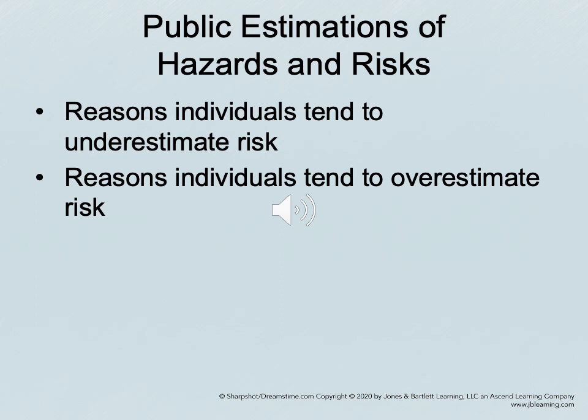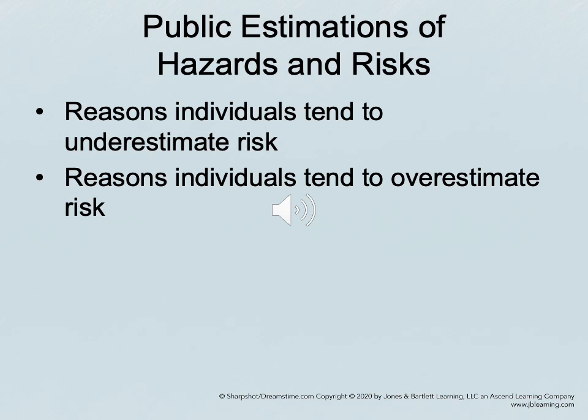Next, trusted. The more confidence we have in those who are responsible for protecting us, the less worried we are about its effect on us. Controlled. The more we think that the response to the risk is under control, the less we feel at risk. And so those are the reasons we tend to underestimate our risks.